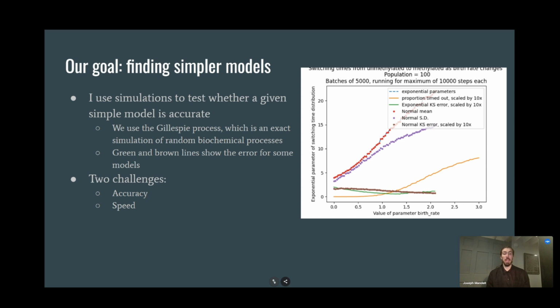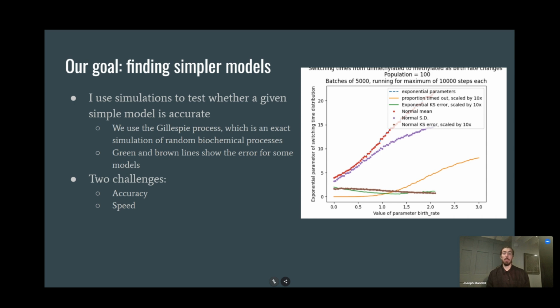Where my research comes into that is that I'm creating a Python simulation that they will use to test their mathematical models. It uses something called the Gillespie process, which is an exact simulation of the random biochemical processes behind methylation. And the simulation makes graphs like the one on the right here. I want you to focus on the green and brown lines. These represent the prediction error of those simplified models compared to the actual Gillespie process.